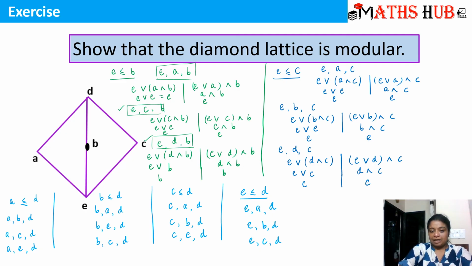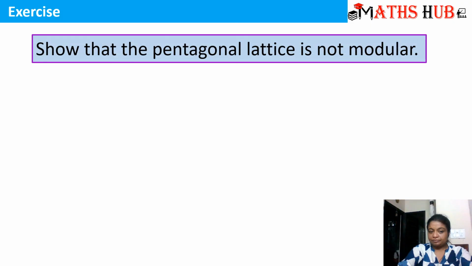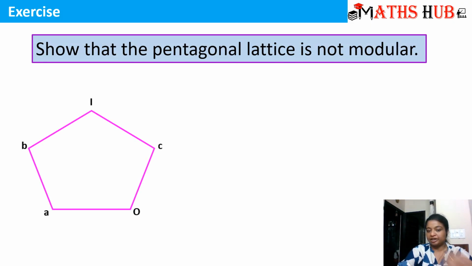Okay. Let's try one more problem. We have to show that the pentagonal lattice is not modular. So this is your pentagonal lattice, and it is easy to check it is not modular because you have to pick up one pair which is not satisfying the modular condition. If you are able to pick up that pair, then it will be easy to prove that it is not modular. So let us take the inequality A less than or equal to C.